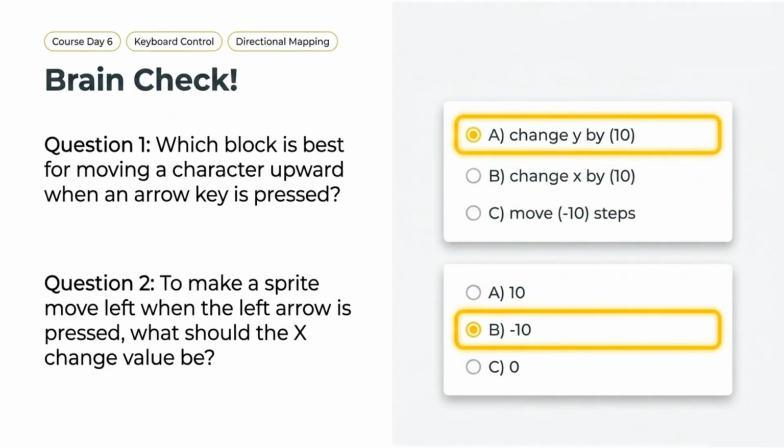Let's do a brain check. Question 1. Which block is best for moving a character upward when an arrow key is pressed? The correct answer is A, change y by 10.